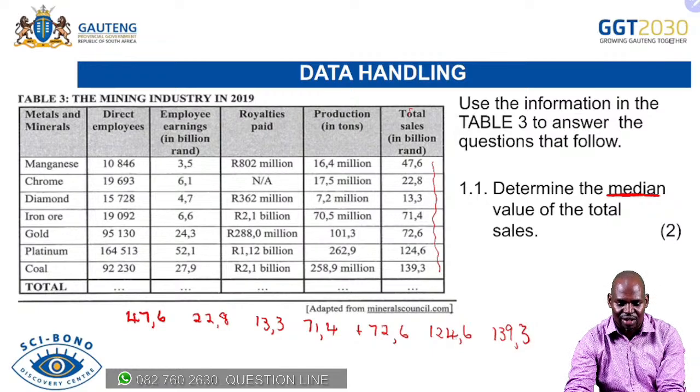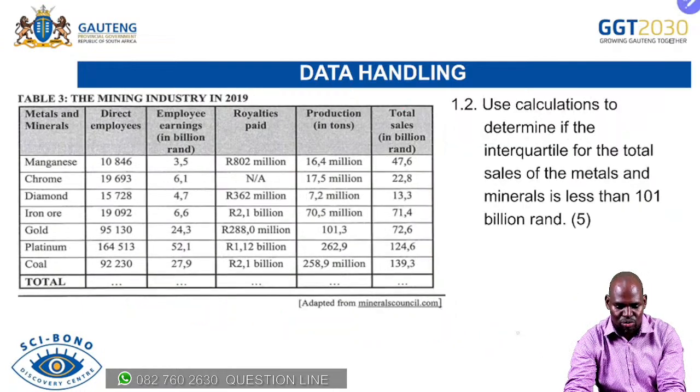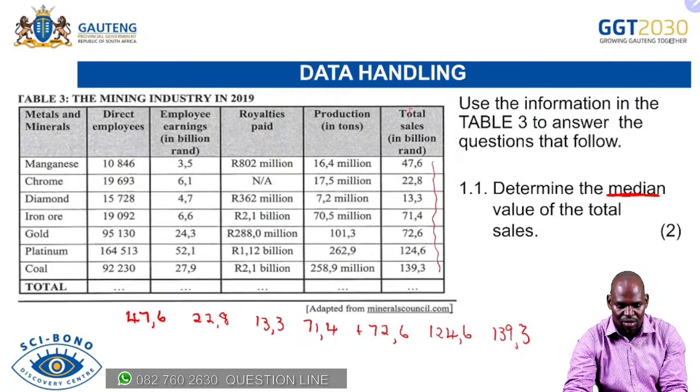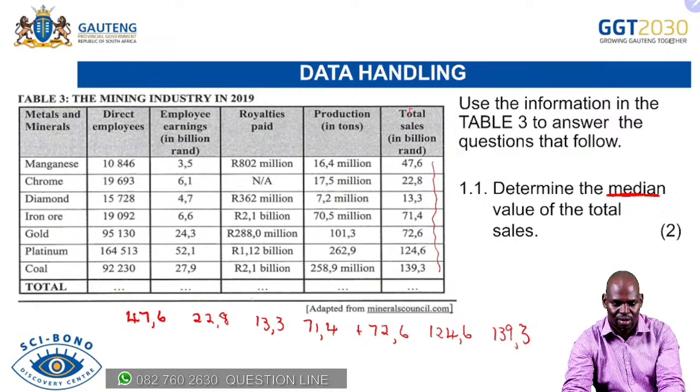Then after rewriting them down, we need to count as well. There's 1, 2, 3, 4, 5, 6, 7. Median is the middlemost value of the arranged data. Now we need to check, are these data arranged? They are not arranged. We need to arrange them. We are going to start with the smallest one. It's 13.3. So 13.3 is the smallest one. We can just cancel it.